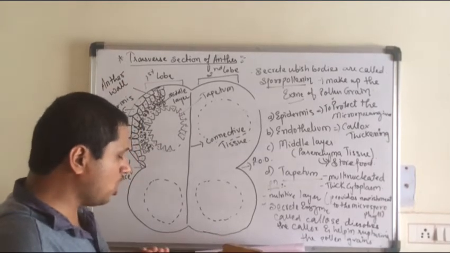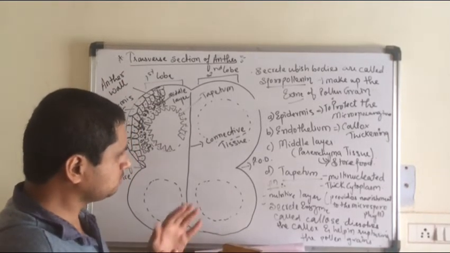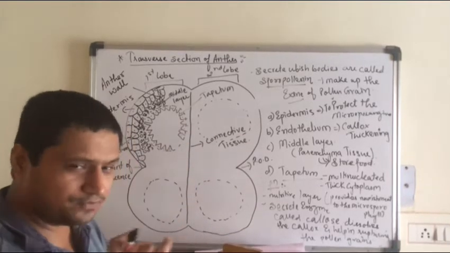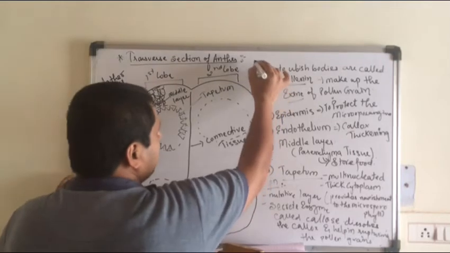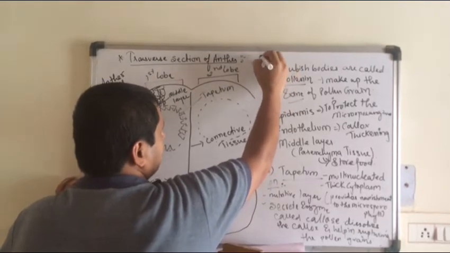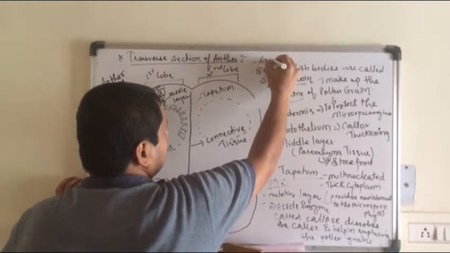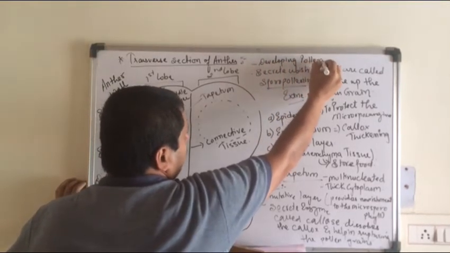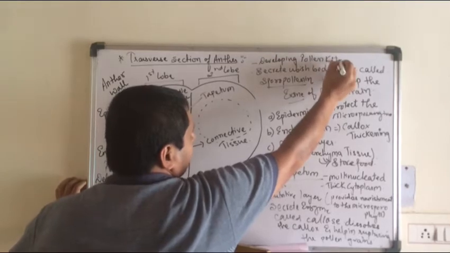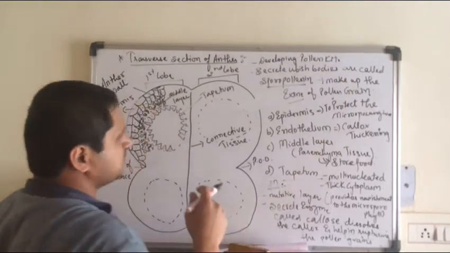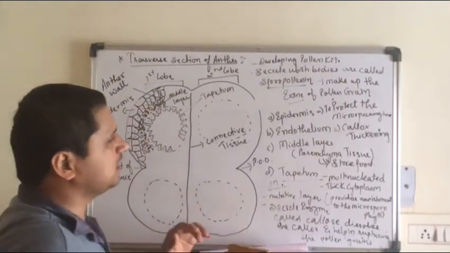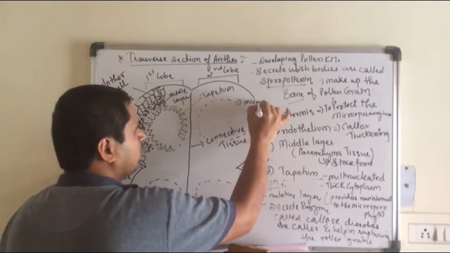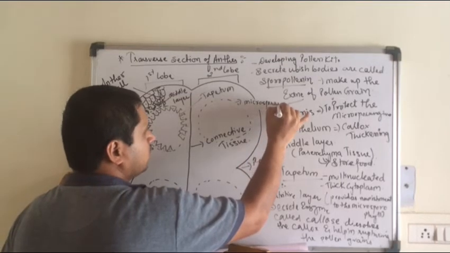So this is all about the structure of the transverse section of the anther. Now there is one other function of the tapetum: it also helps in developing the pollenkitt. Pollenkitt is the sticky binding material wherein the pollen grains mature, in the microsporangium, that is this one.